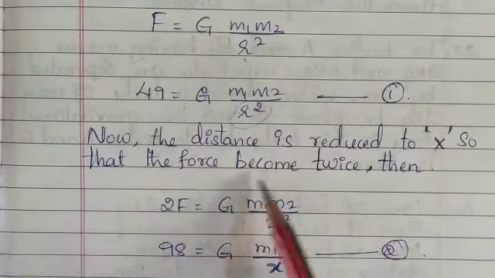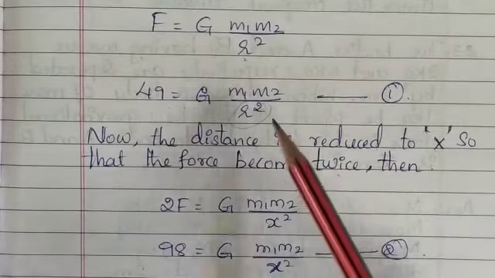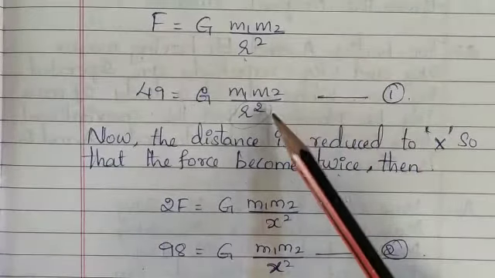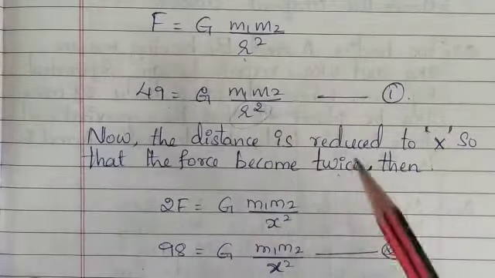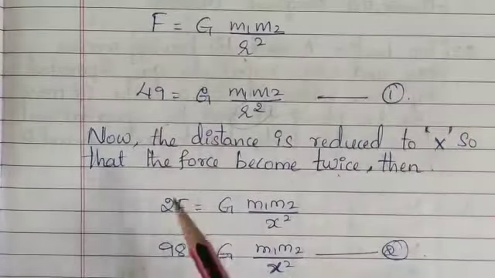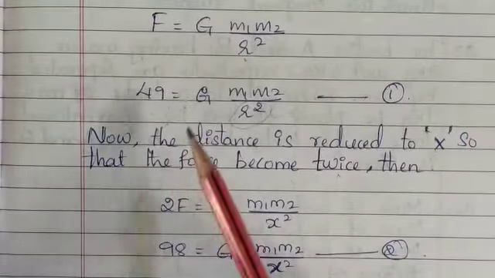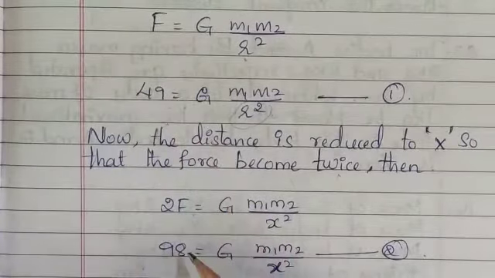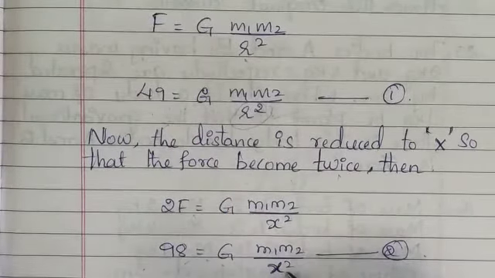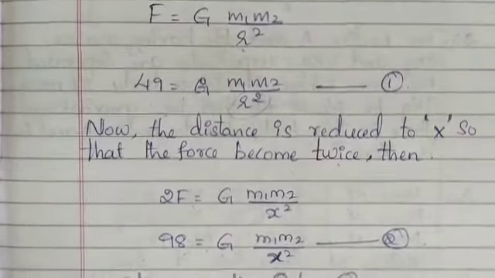So the force between them will become twice. We don't know how much I am going to decrease, but I consider the reduced distance as x, so that the force will become double. Twice means 2 times F. 2 into 49, that is 98, is equal to G m1 m2 by x square, where x is the reduced distance here.